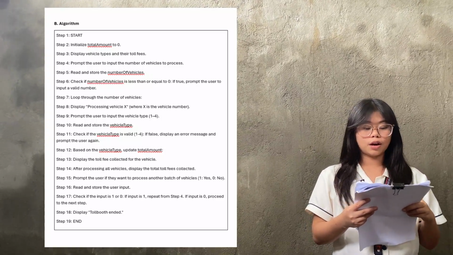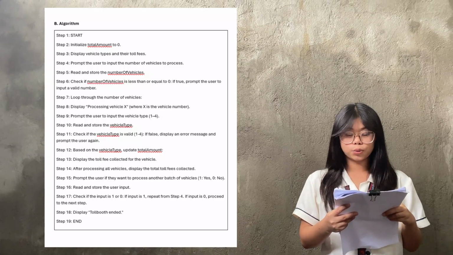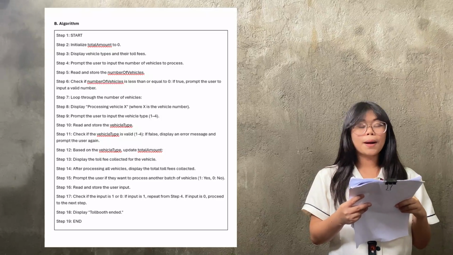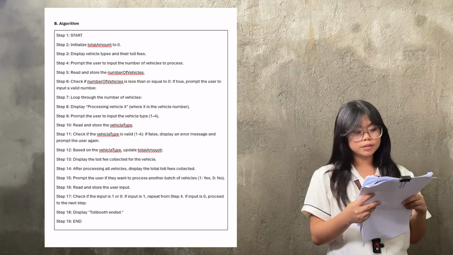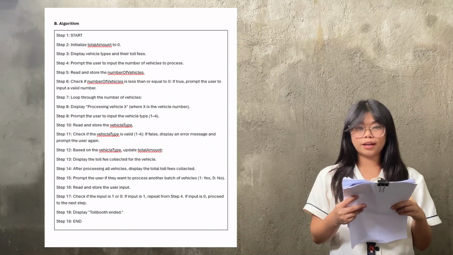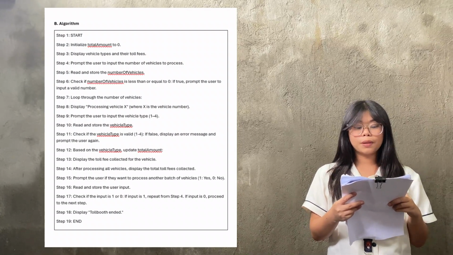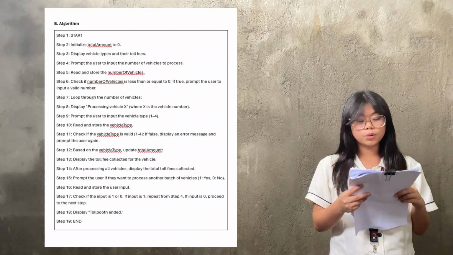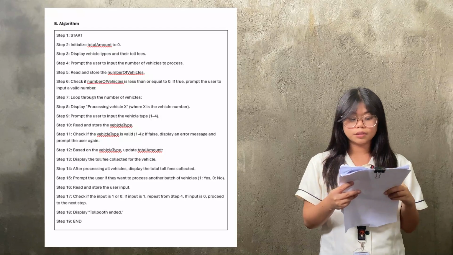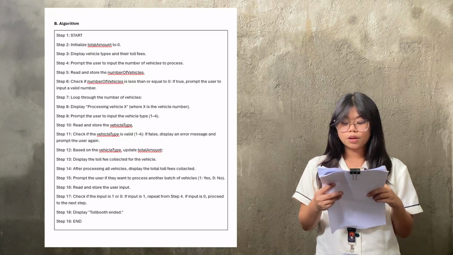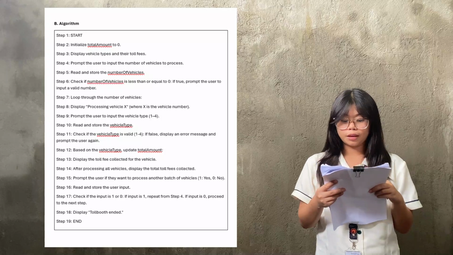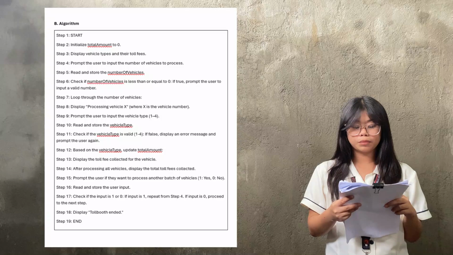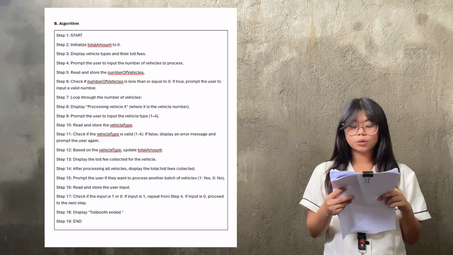Step 1. Start. The algorithm begins execution. Step 2. Initialize total amount to 0. A variable total amount is initialized to store the total fees collected. Step 3. Display vehicles, types, and their toll fees. Information is displayed to the user about the different types of vehicles and their associated toll fees. 1 motorcycle 50, 2 car 100, 3 bus 150, 4 truck 200.